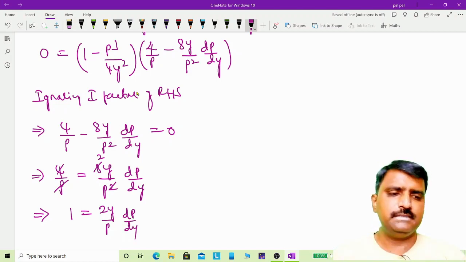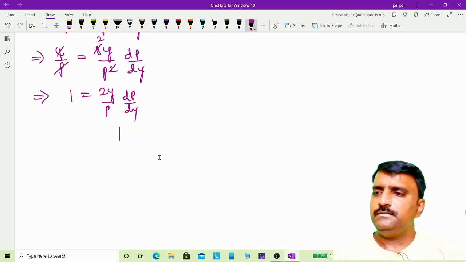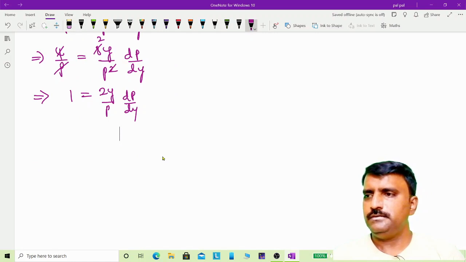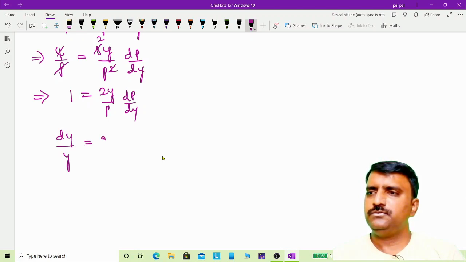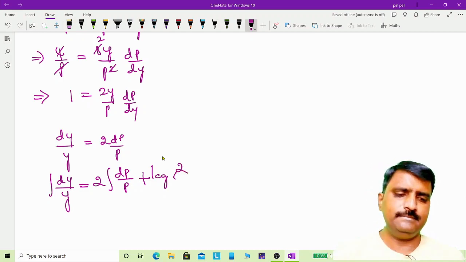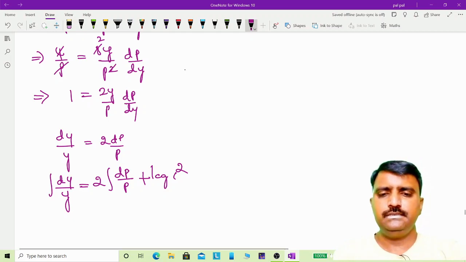So we have to simplify this. Yes. So taking cross multiplication of this, dy by y is equal to 2 into dp by p. Integrating this, integration of dy by y is equal to 2 into integration of dp by p plus a constant of integration. You take it as log c square. The constant of integration is log c square.